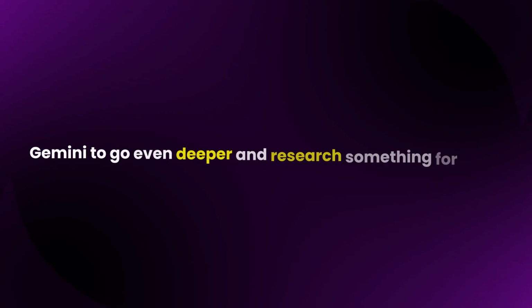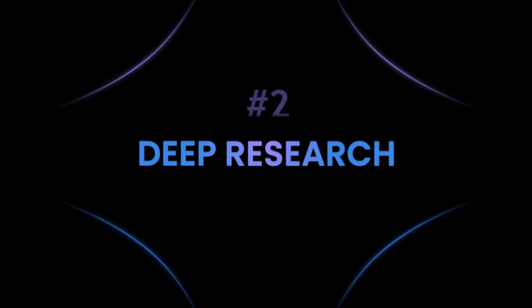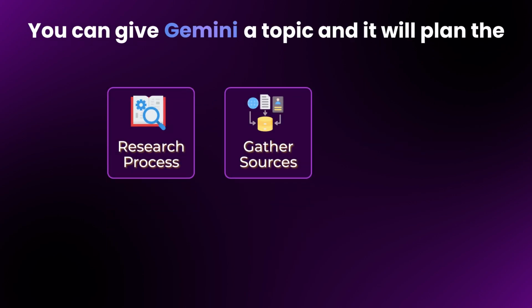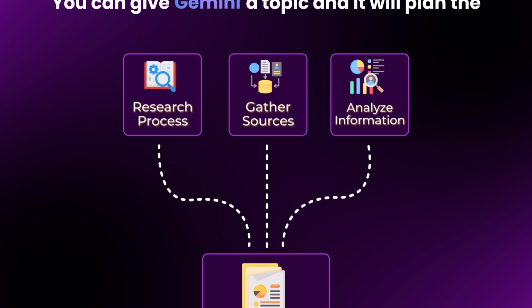But this is where things get really interesting. Until now, our gem understands what we're trying to do. But what if you want Gemini to go even deeper and research something for you? That's where our next feature comes in, which is called Deep Research. And believe me, this is not the usual overhyped, give me a quick summary type of thing. This is actual research. With this feature, you can give Gemini a topic and it will plan the research process, gather sources, analyze the information, and generate a structured report for you. So instead of asking 5 different questions about the same topic, Gemini can handle the entire research automatically.